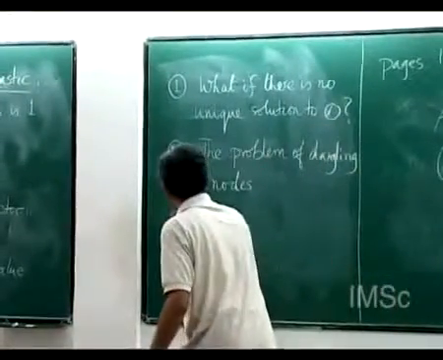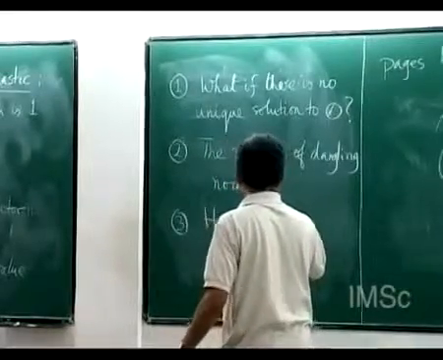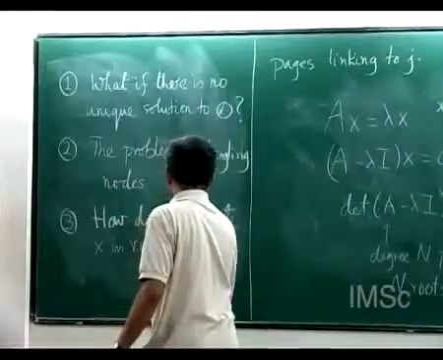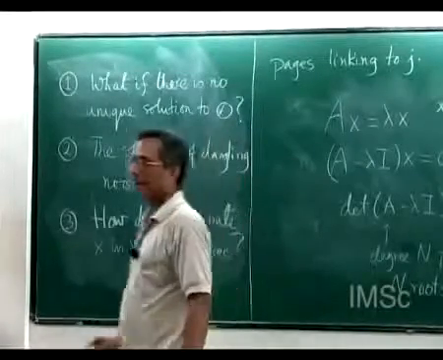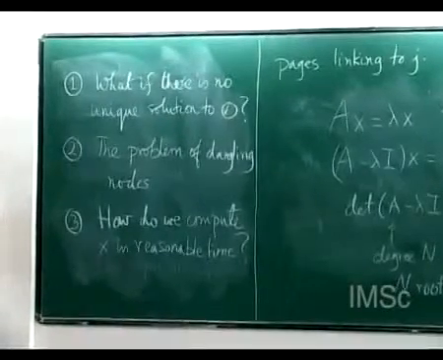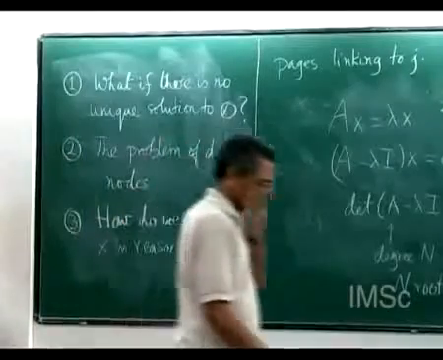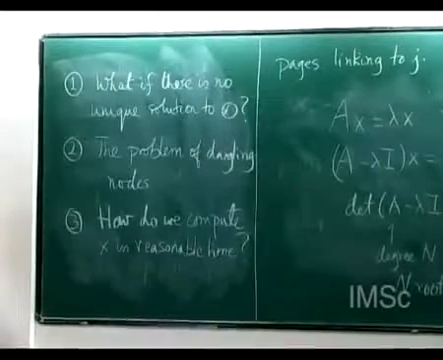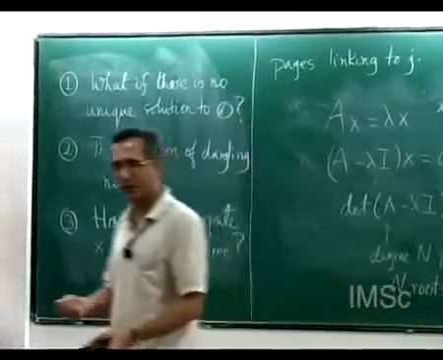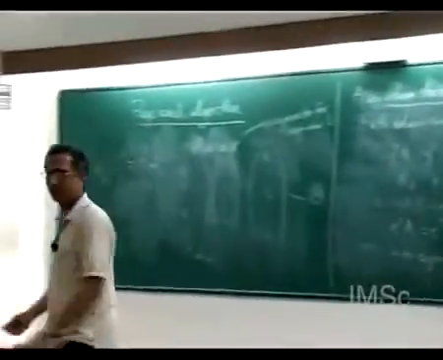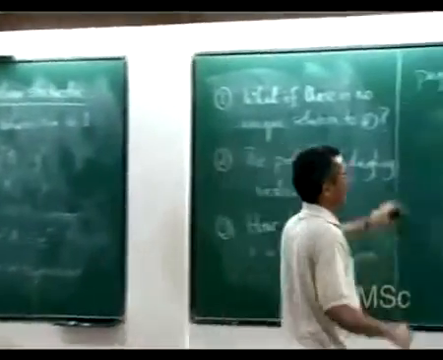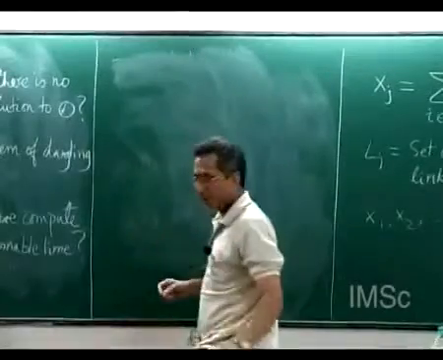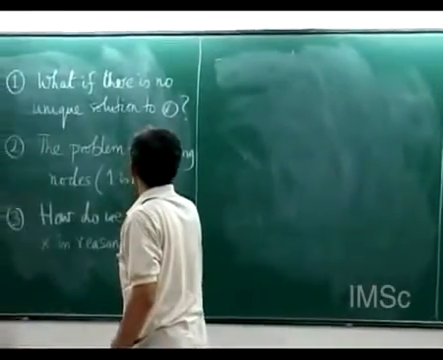And the third thing is, how do we compute it? Compute X in reasonable time. The nice thing is that all the 3 issues are going to be addressed by one simple solution. And the solution is a kind of engineering solution which just works. Okay, it's based on some linear algebra, but it's just an engineered solution. The problem of dangling nodes, 1 is not an eigenvalue.